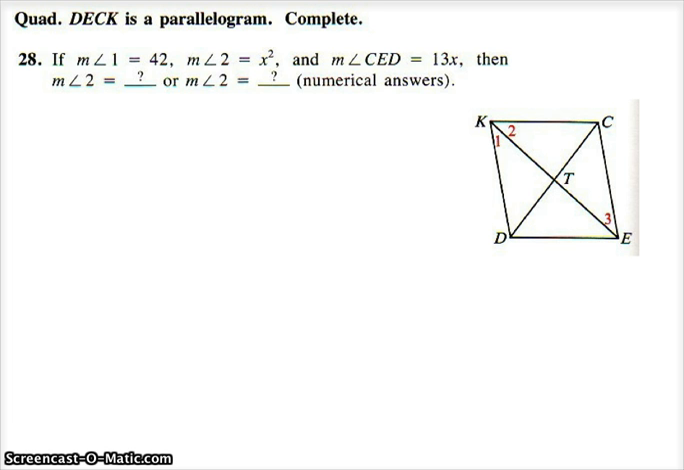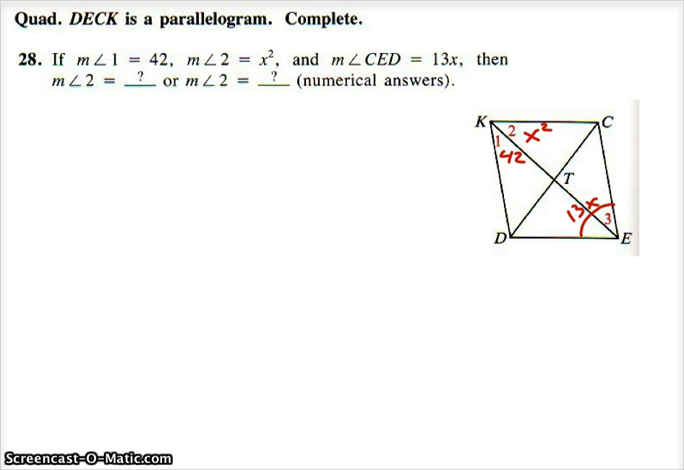Quadrilateral DECK is a parallelogram. Let's fill all this information in as we read through it. The measure of angle 1 is 42, so I'm going to fill that in right away. The measure of angle 2 is x squared. The measure of angle CED is 13x. So this entire large angle down in the right corner is 13x. And we're supposed to find the measure of angle 2.